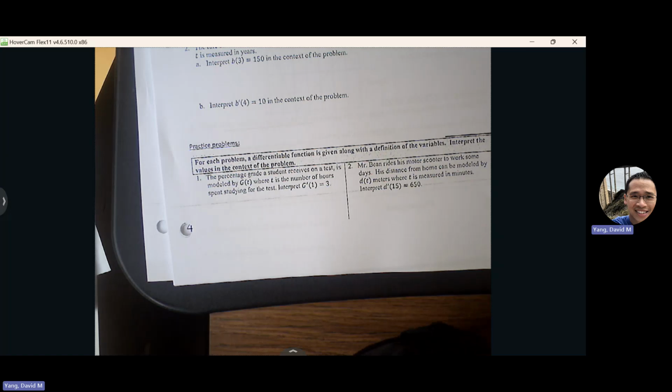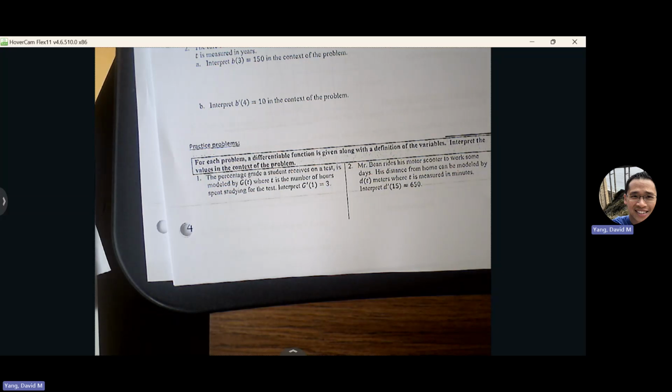So G prime of 1, that 1 indicates the amount of time that has passed in terms of hours studied. And if it's G of 1, it'll actually tell you the grade, but for G prime of 1, after 1 hour studying, how much will the grade improve? That 3 is now a rate. So 3% per hour. Number 2, also a rate. After 15 minutes, the distance from home is increasing at a rate of 650 meters per minute.